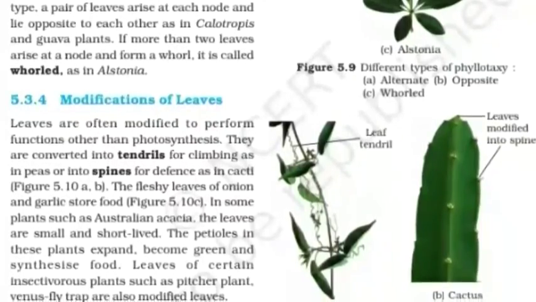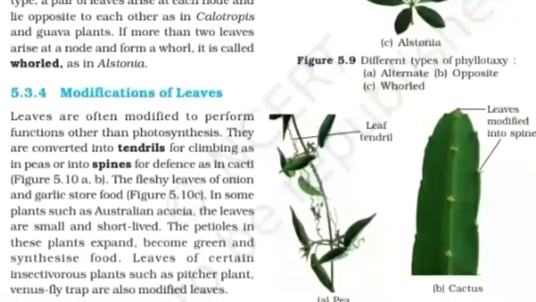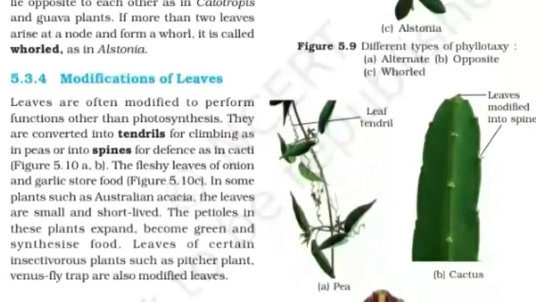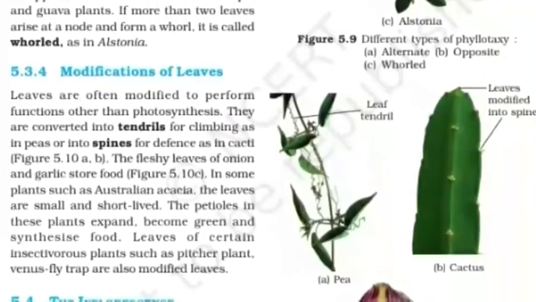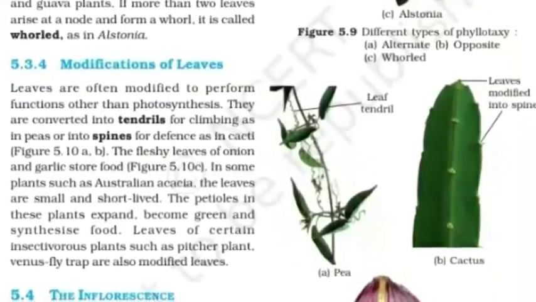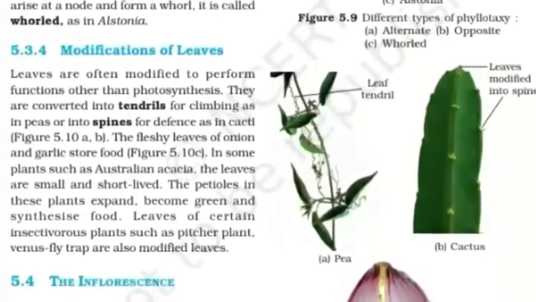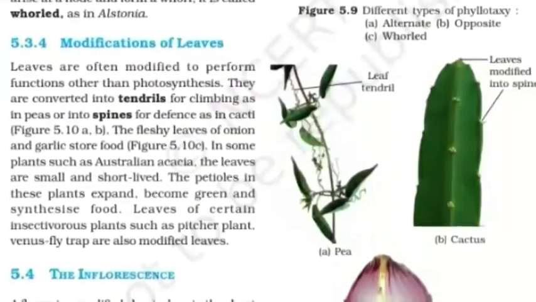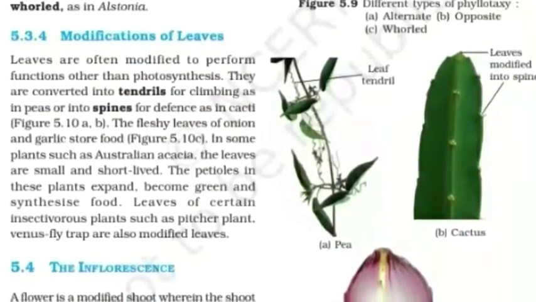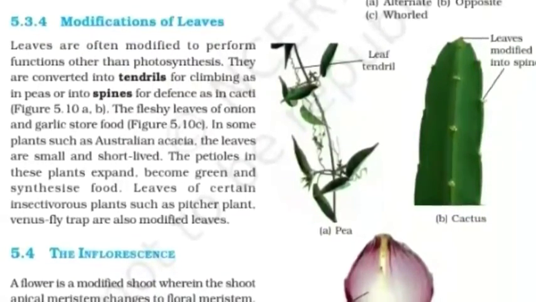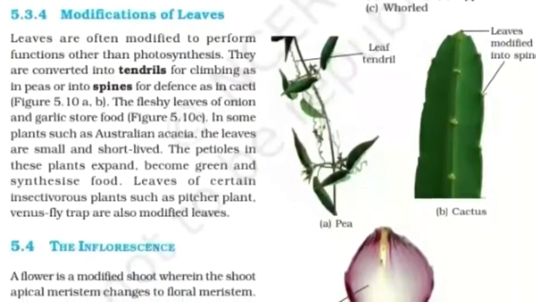Modification of leaves. Leaves are often modified to perform functions other than photosynthesis. They are converted into tendrils for climbing, as in pea, or into spines for defense, as in cacti. The fleshy leaves of onion and garlic store food.